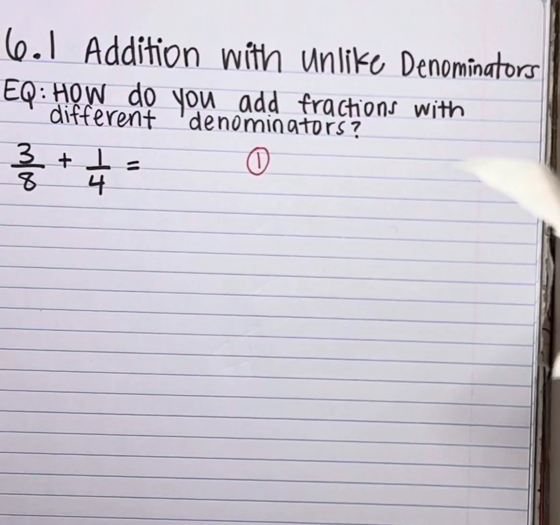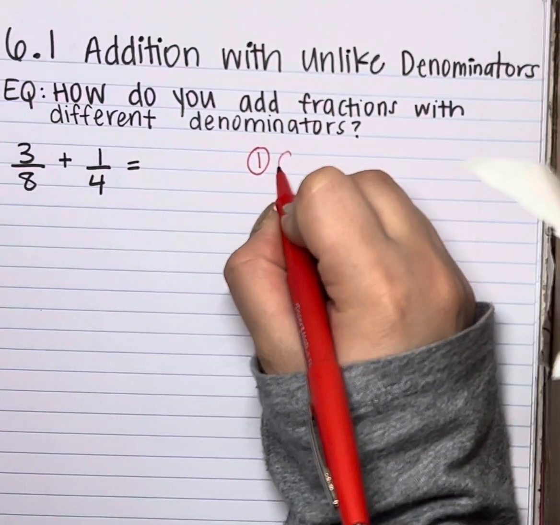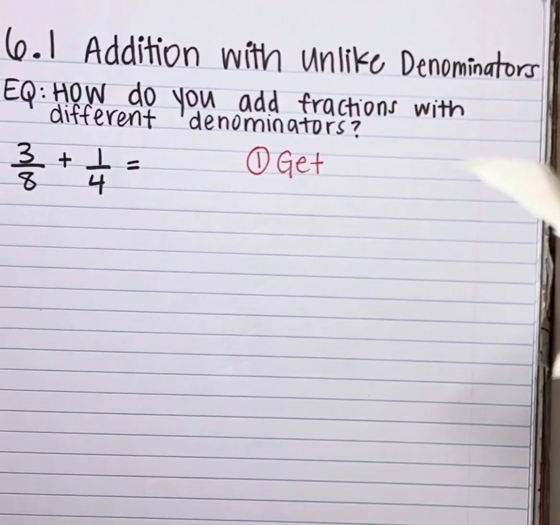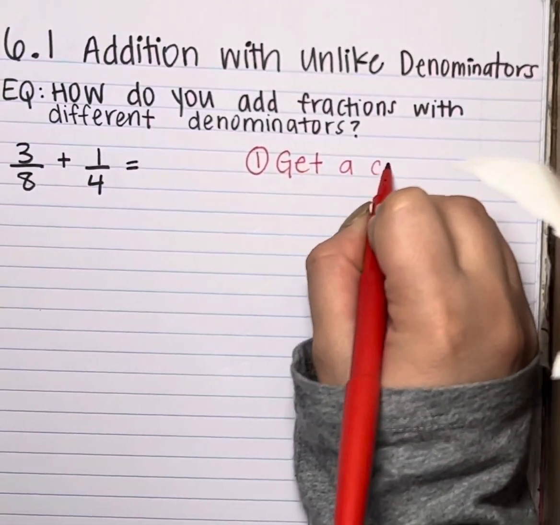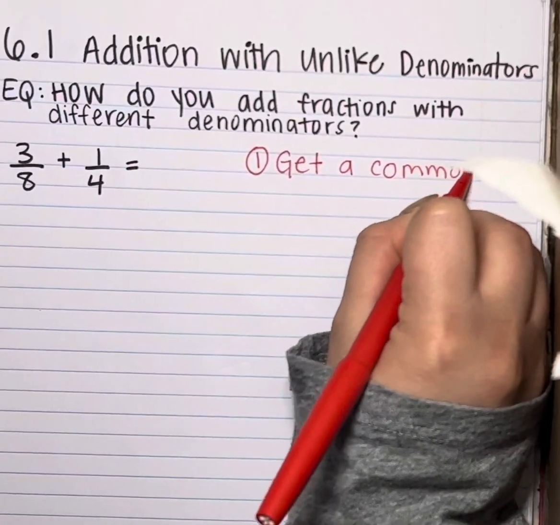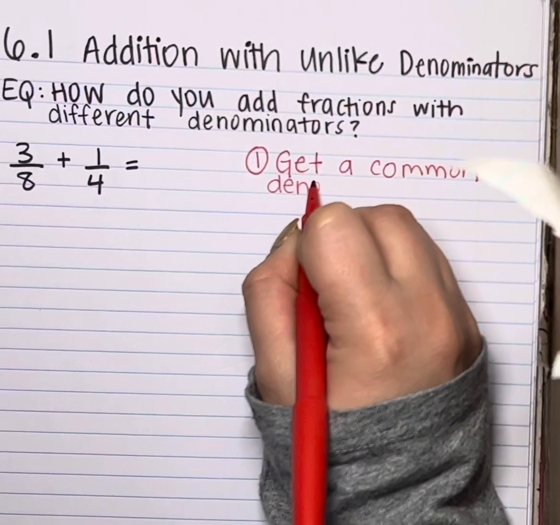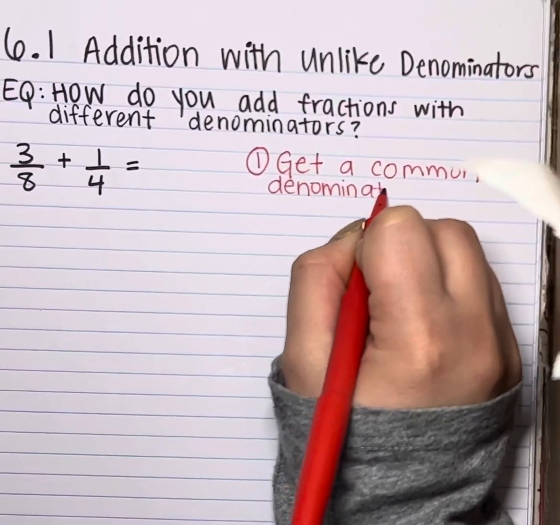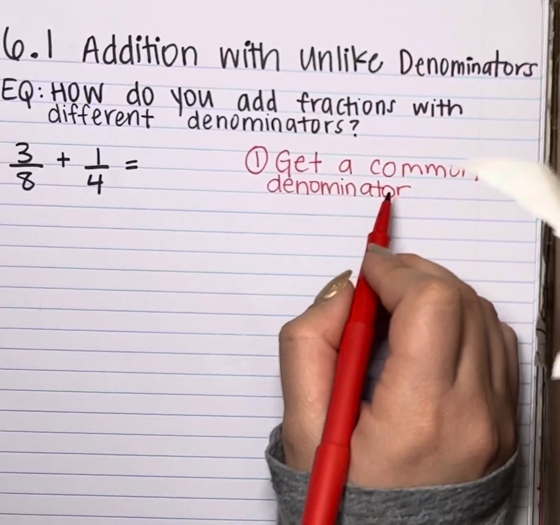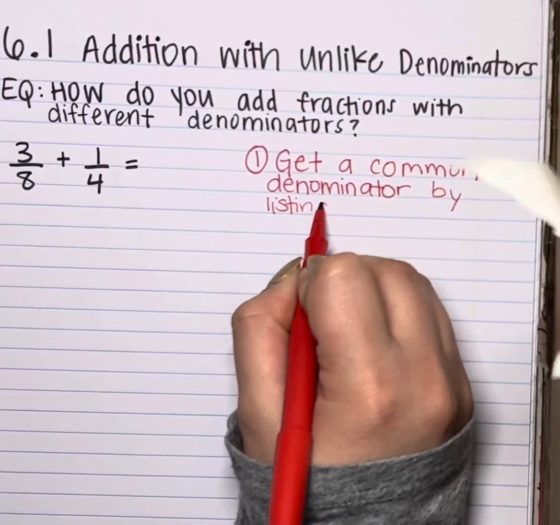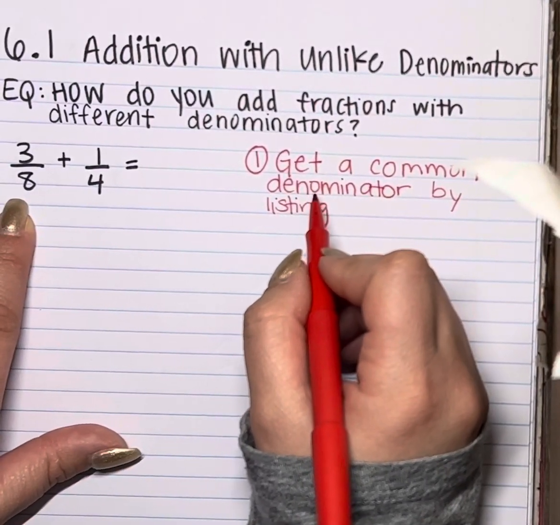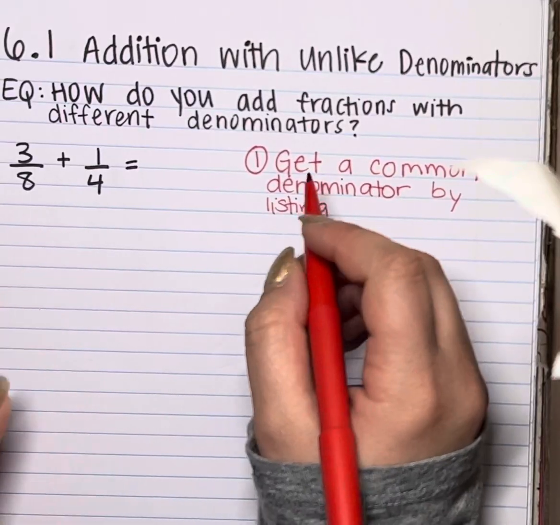And we're going to start with step 1. We are going to get a common denominator. Remember, denominator is our bottom number in our fraction. And we're going to get our common denominator by listing the multiples of each number. So we're going to list the multiples of 8 and the multiples of 4.